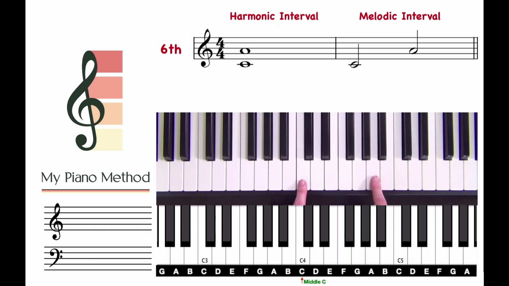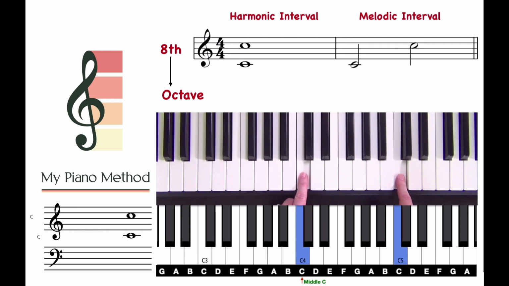For the 6th, the harmonic interval sounds like this, and the melodic interval sounds like this. For the 7th, which is C to B, the harmonic sounds like this, and the melodic sounds like this. And of course, our last interval is the interval of an eighth, which is called an octave. C to C, it sounds like this. And the melodic interval sounds like this.